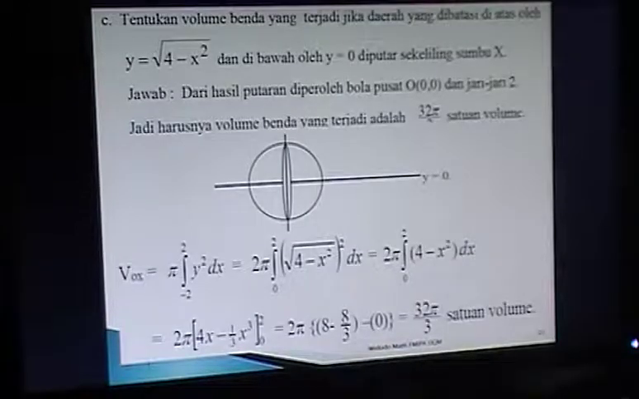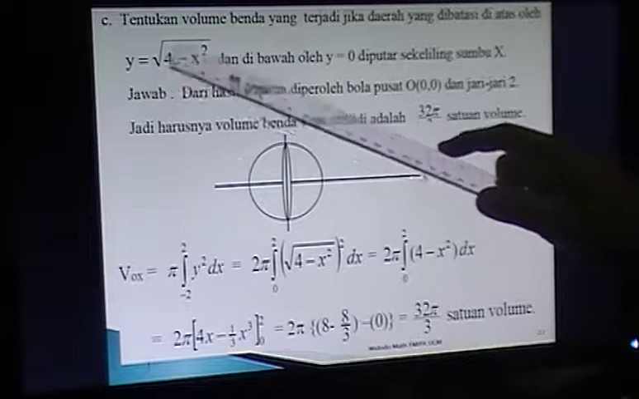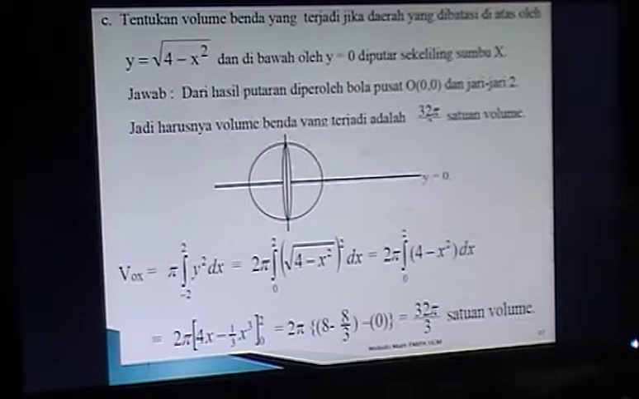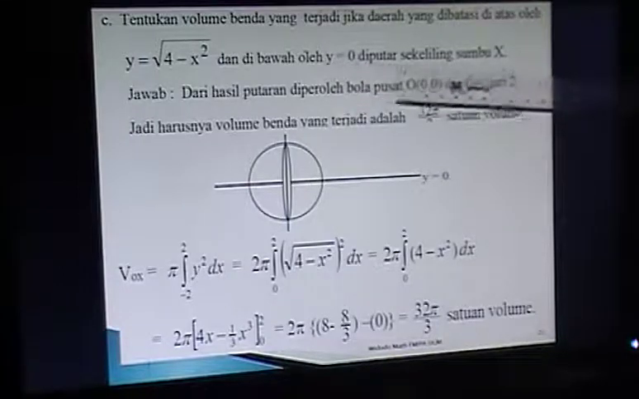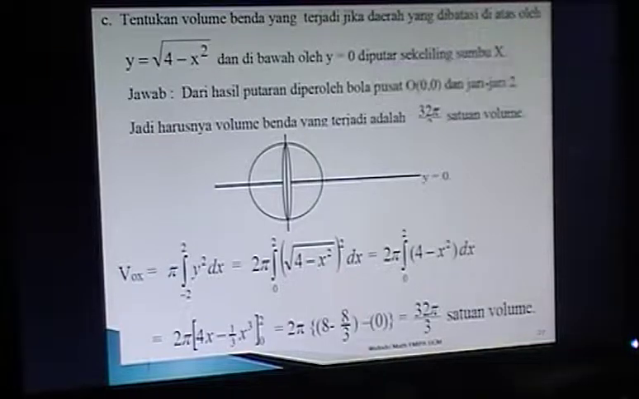Okay. In the second example, we want to find the volume of the solid of revolution enclosed above by y is equal to the square root of 4 minus x square, and below by y is equal to 0. It is actually the x-axis.